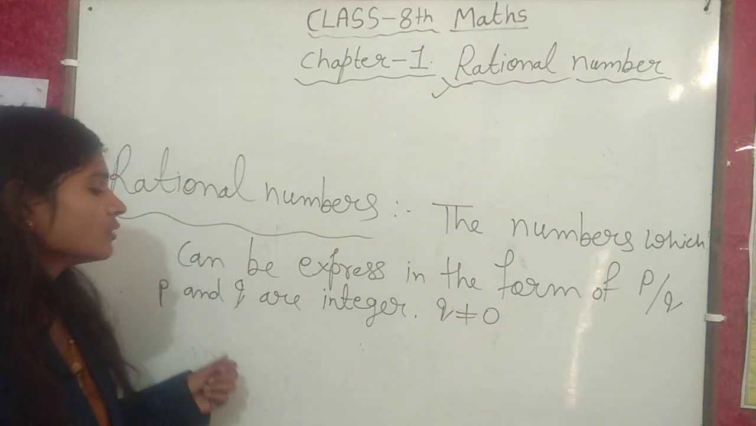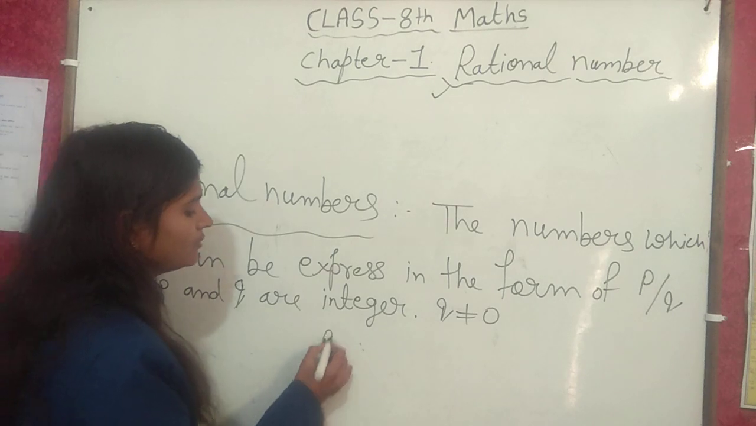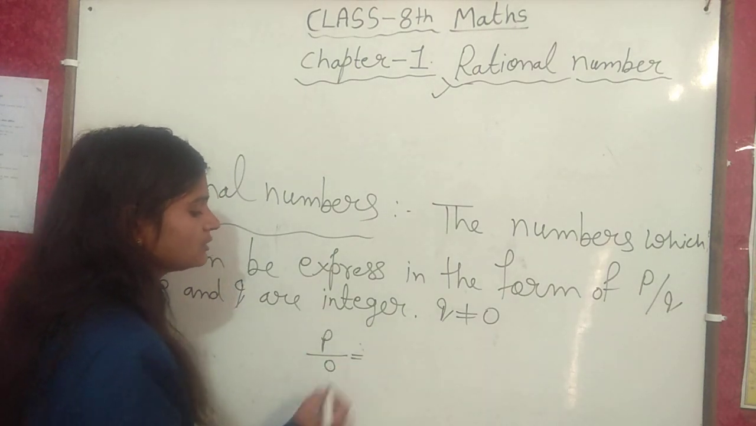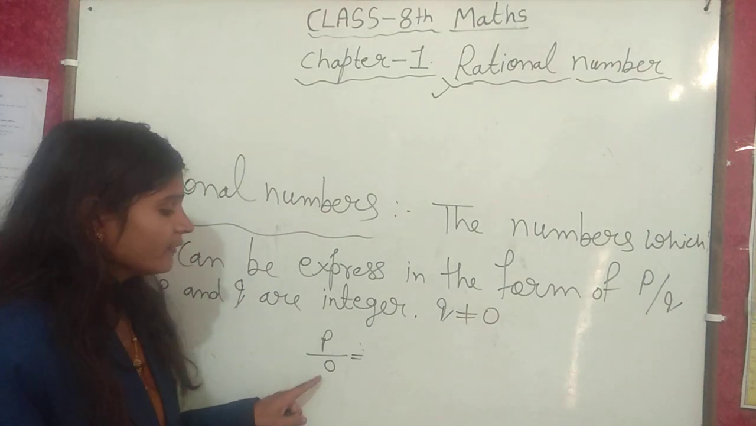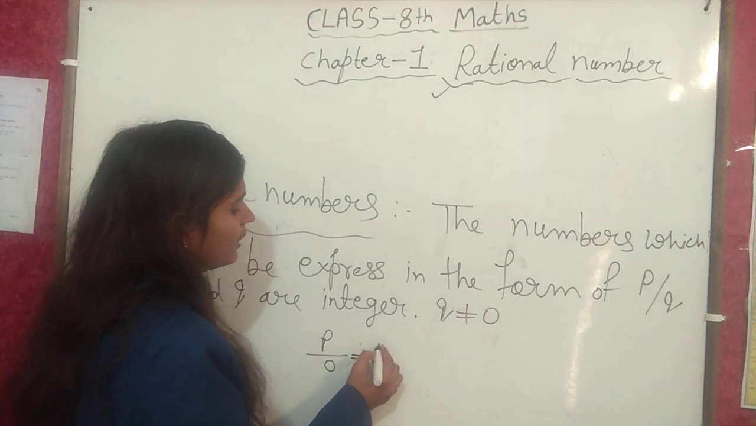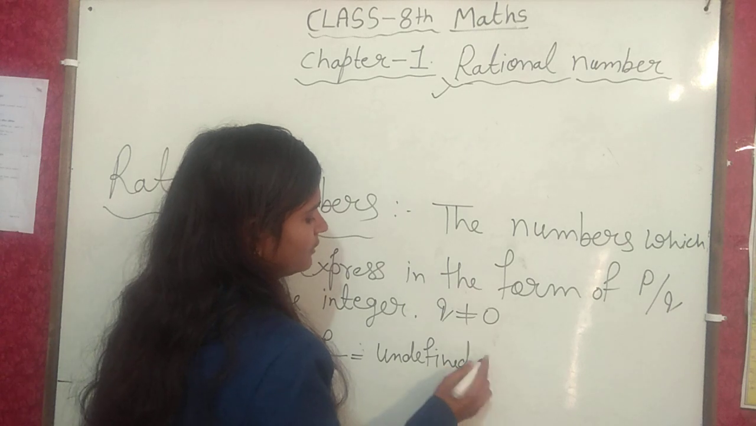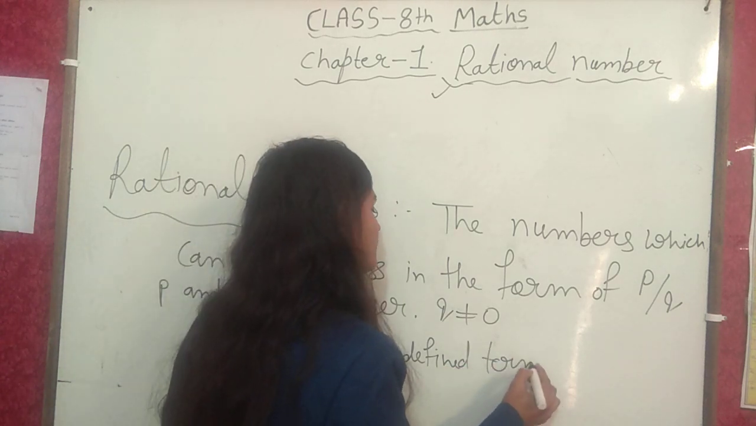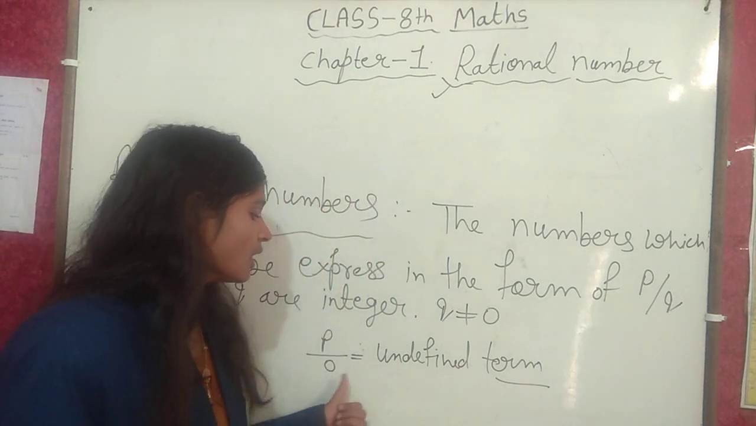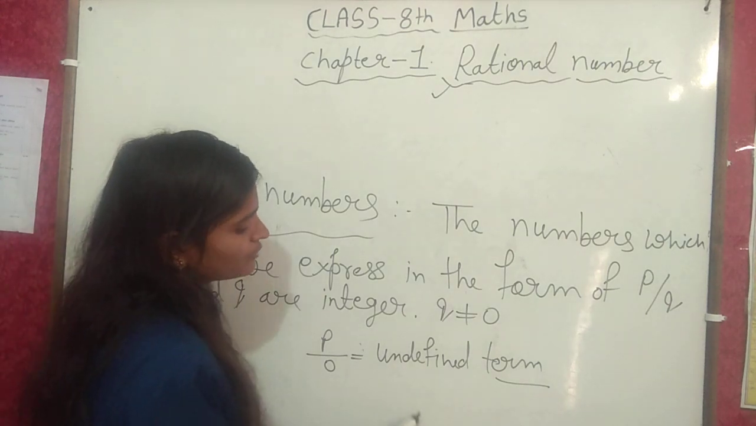You can't take Q as 0. If you take Q equal to 0, you will get P divided by 0, and when you divide any number by 0, you get an undefined term. How can we say that this is undefined? So I will take one example.